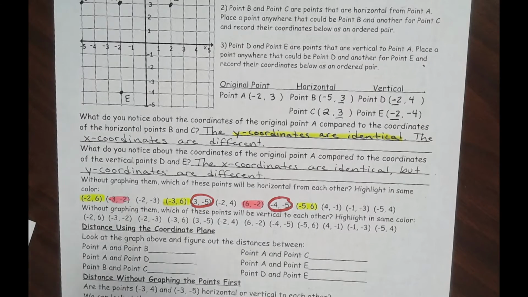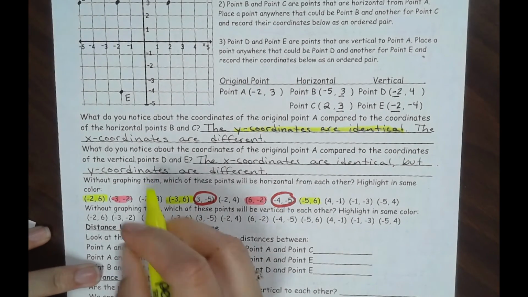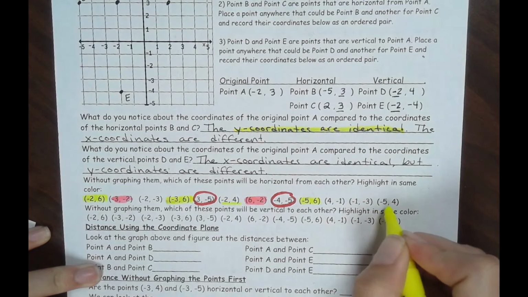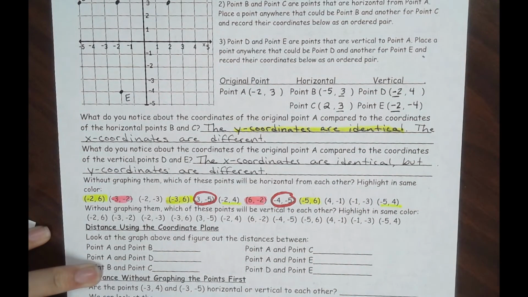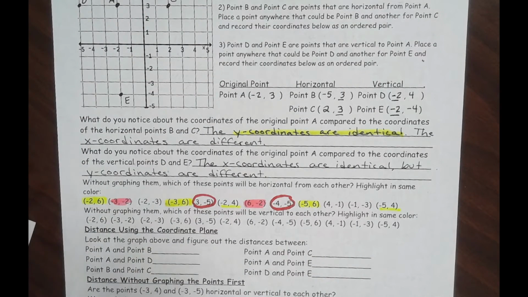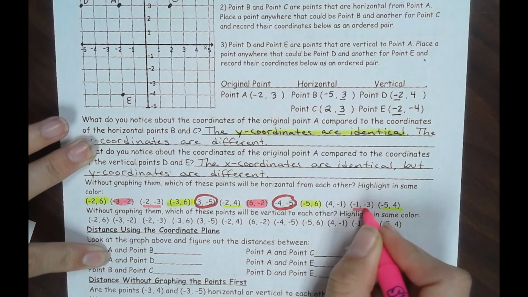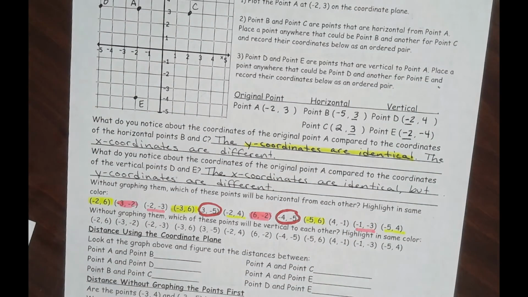This time I'm going to underline. How's that? So we can keep them different. So I saw a +4, so this one and this one are going to be horizontal from each other. -3, -1, -3. Okay, those ones are going to be horizontal to each other, so I'm going to underline them just so we can keep them separate. So do you see how that's going to work? Without graphing them, I know that they'll be horizontal because their y coordinates are identical to each other.